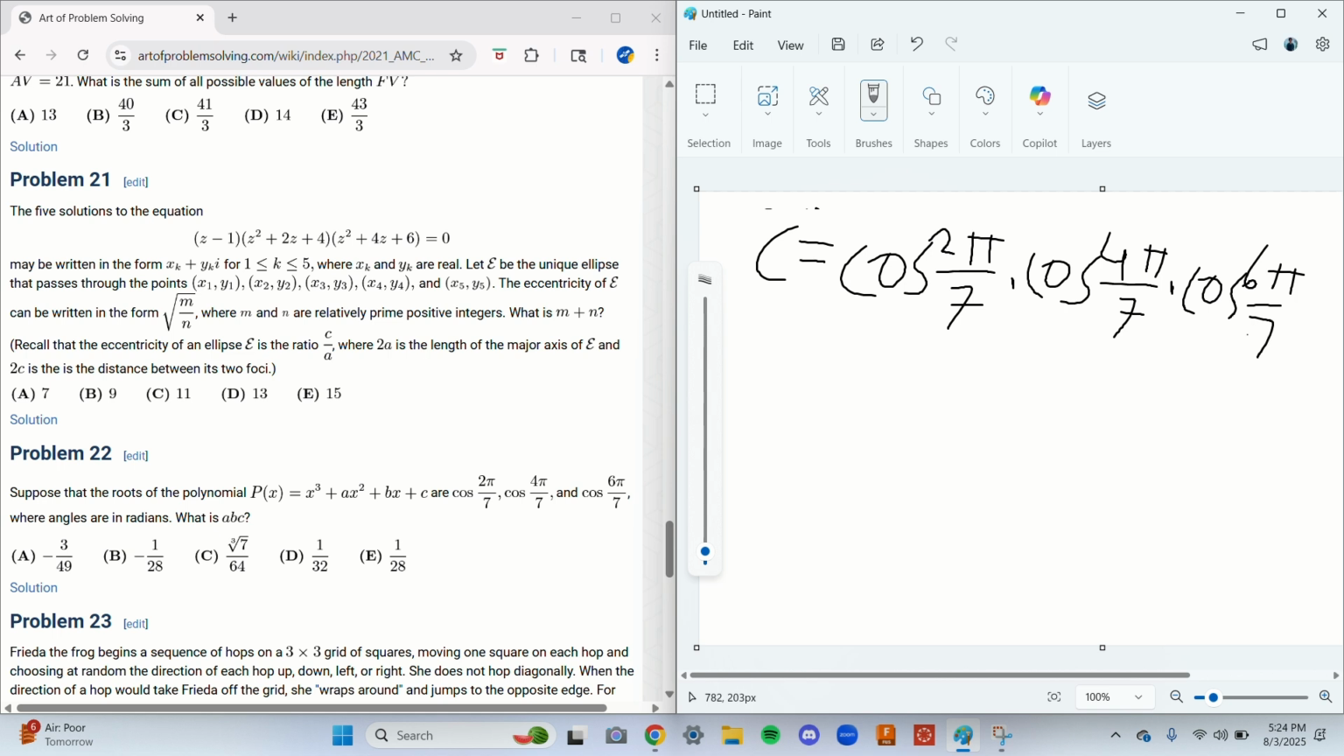Okay, so how are we going to evaluate this? Well, we don't know how to exactly work with angles like these, right? Because 2 pi over 7 is not something we would find in a generic triangle that we know we can work with. So we have to do something a little smarter. So what can we do?